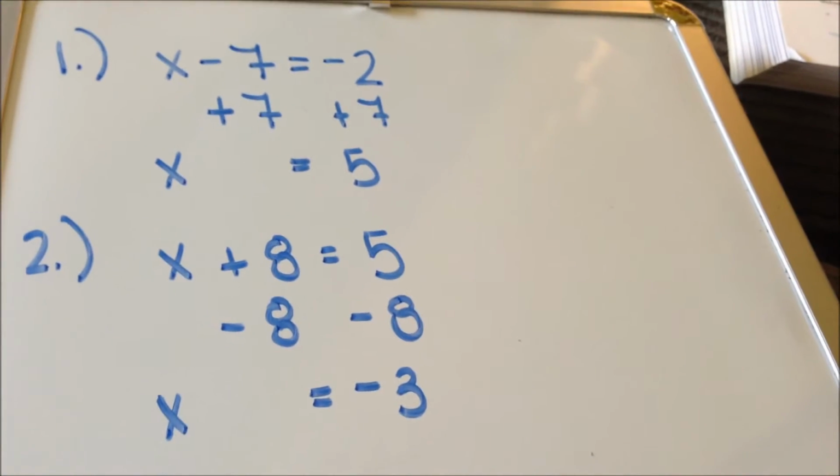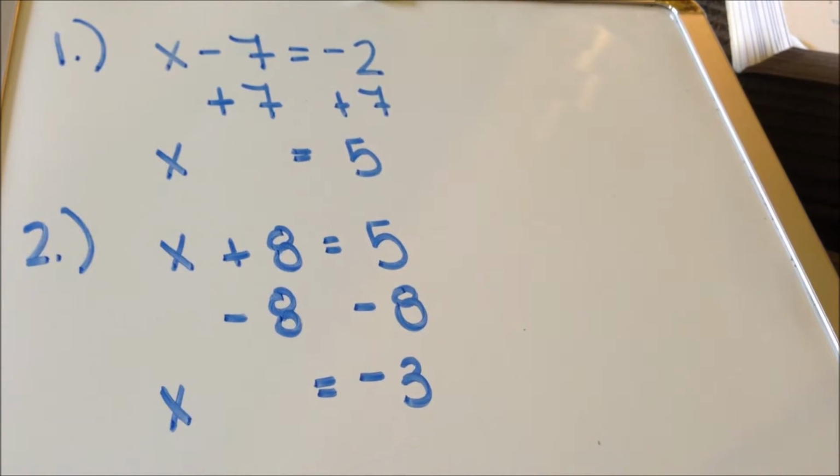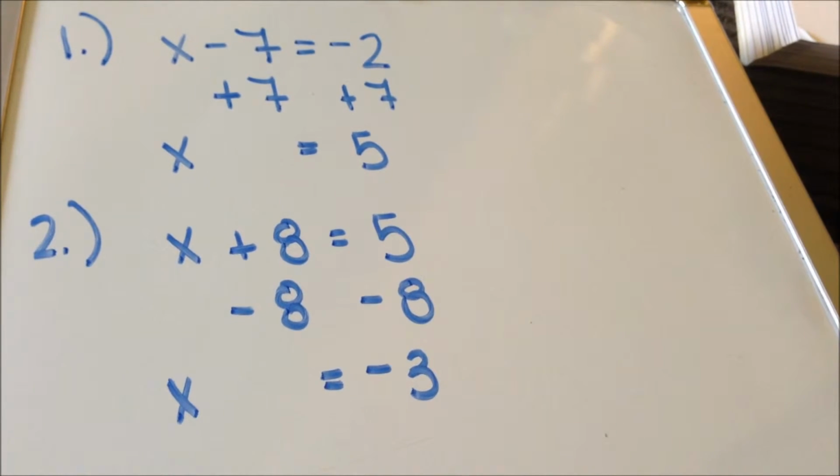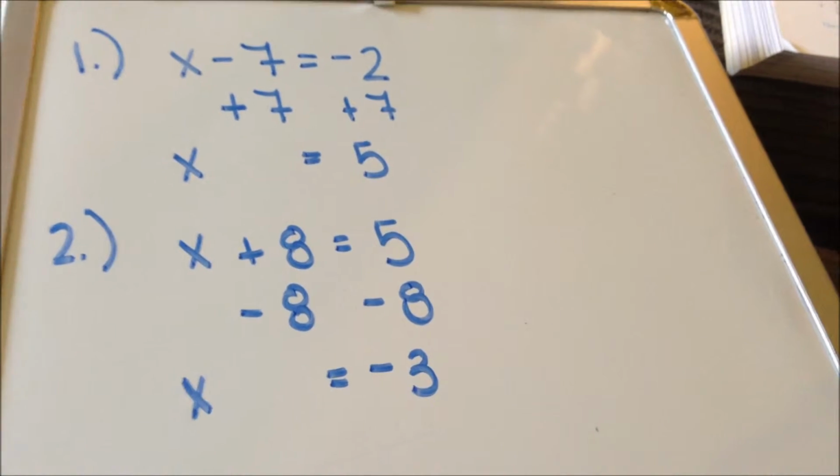Number 2, we have x plus 8 equals 5. To isolate x, we have to subtract 8 from both sides of the equal sign. We have x equals 5 minus 8, which is negative 3.